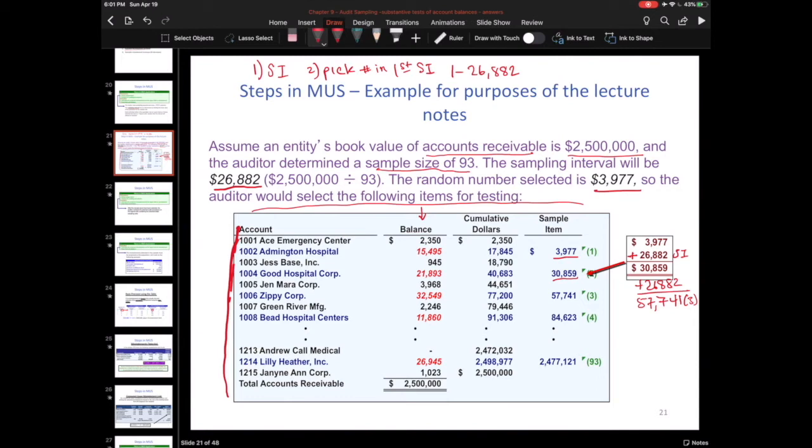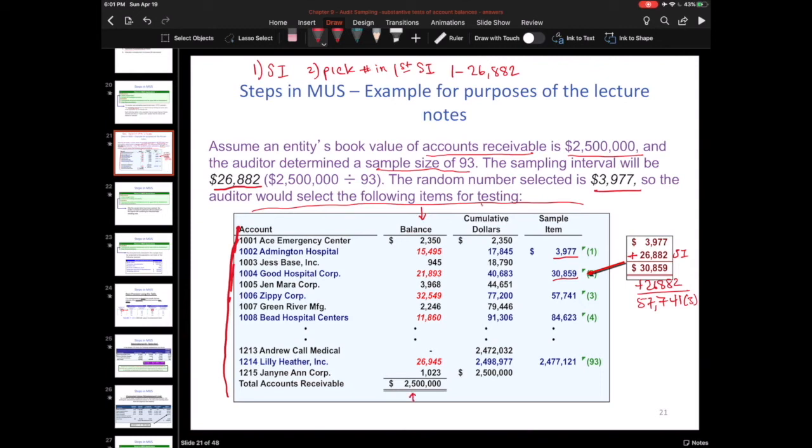As of the date you're testing, ACE owes $23,050. Admington owes $15,495, so on and so forth. And their total AR balance is our $2.5 million.